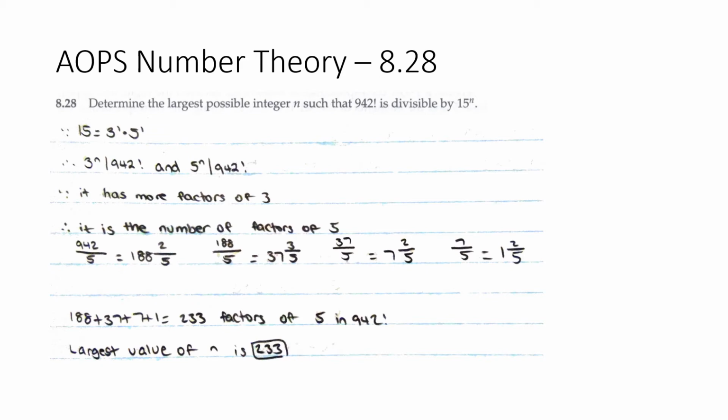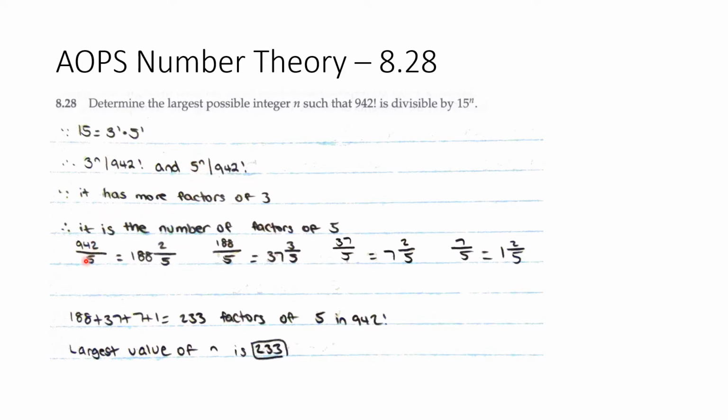AOPS number theory 8.28. Determine the largest possible integer n such that 942 factorial is divisible by 15 to the power of n. So 15 is equal to 3 to the power of 1 times 5 to the power of 1, which means 3 to the power of n is a divisor of 942 factorial. So is 5 to the power of n, and since they multiply up to 15, and since there are more factors of 3 than factors of 5, the number of factors of 15 is the number of factors of 5.